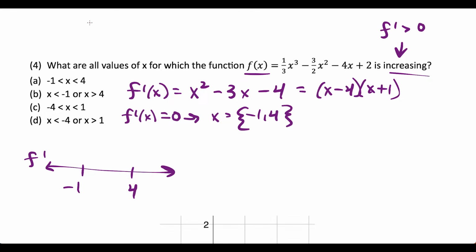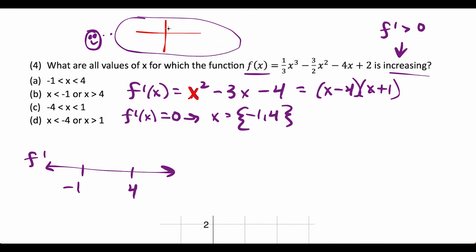Now, a nice little shortcut: when I think of our derivative f prime, it's a quadratic, and it's a positive x squared, which means that it's a smiling parabola. And the roots were -1 and 4. So this is a sketch of f prime that I think of in my head. Notice that the y values are positive, then they go under, so they're negative, and then they're positive again. So that's how I know my sign chart is going to look like this.